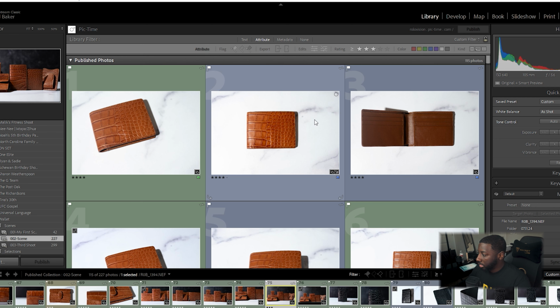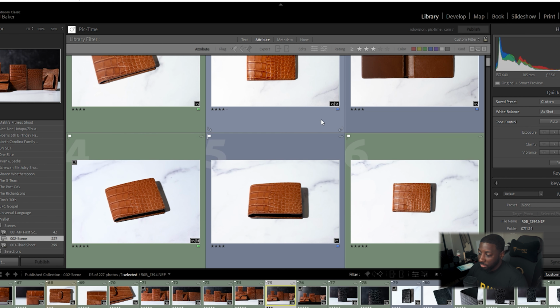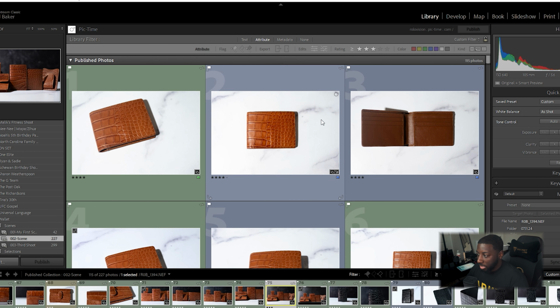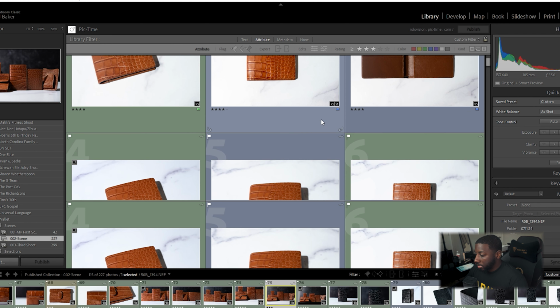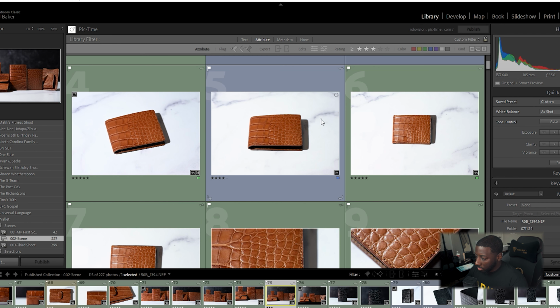So right now what we have is some wallet photography that I mentioned earlier. My thing with wallet photography, to me, it is some of the hardest photography because it's just a wallet. There's only so many ways you can capture it. And depending on the client, if they know what they want or if they don't know what they want, it can make it a little challenging.